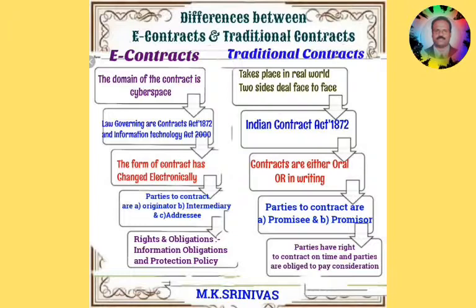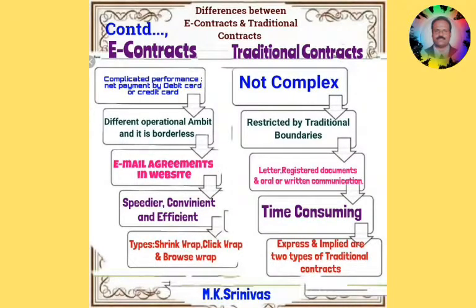Now, regarding rights and obligations, information obligations and protection policy are applicable to e-contracts, whereas in traditional contracts the parties have contact on time and are obliged to pay consideration. Coming to the next difference, performance is complicated in e-contracts, such as net payment by debit card or credit card, which is very complex. Traditional contracts are not complex; they are simple agreements. Now, the operational ambit differs: e-contracts are borderless, while traditional contracts are restricted by boundaries, as you know.